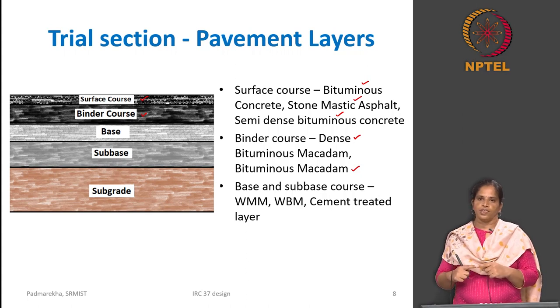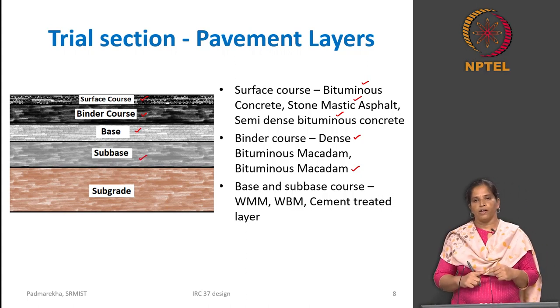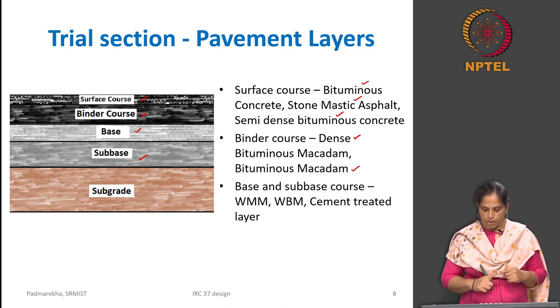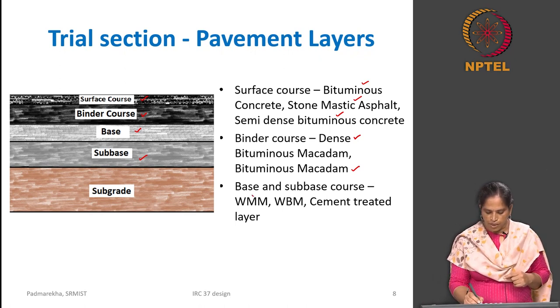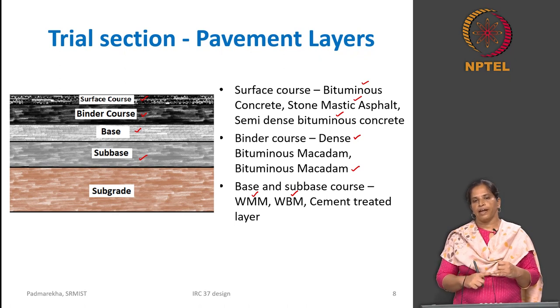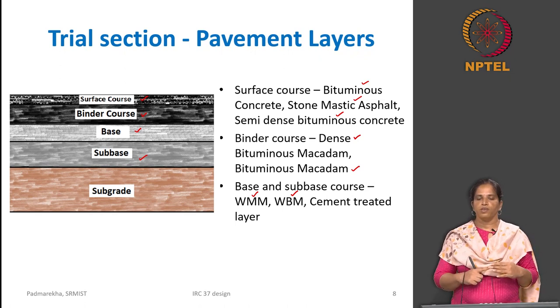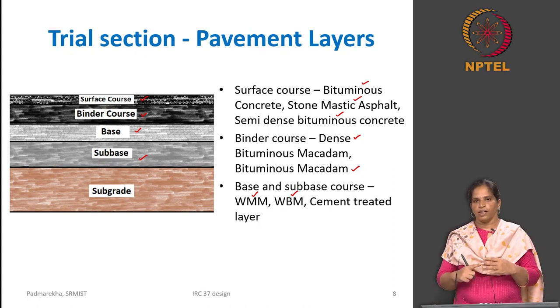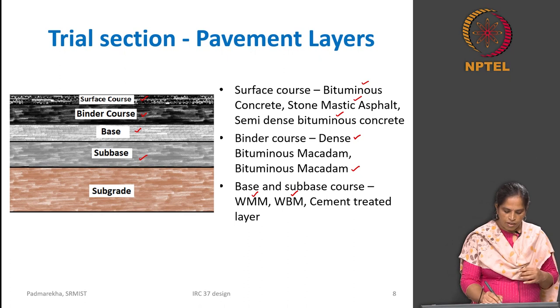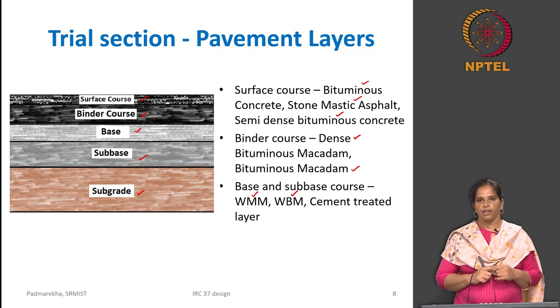The base layer and subbase layer can be a granular layer or a bonded layer. If it is a granular layer, typical examples are wet mix macadam and waterbound macadam. If you use a cement treated layer, any of the cementitious materials like cement, lime, fly ash or soil, or a combination of these, can be used for its preparation. So both the base course and subbase course can be cement treated layers or granular layers. The bottommost layer is a compacted layer of at least 500 millimeter thickness, and we call this the compacted subgrade layer.